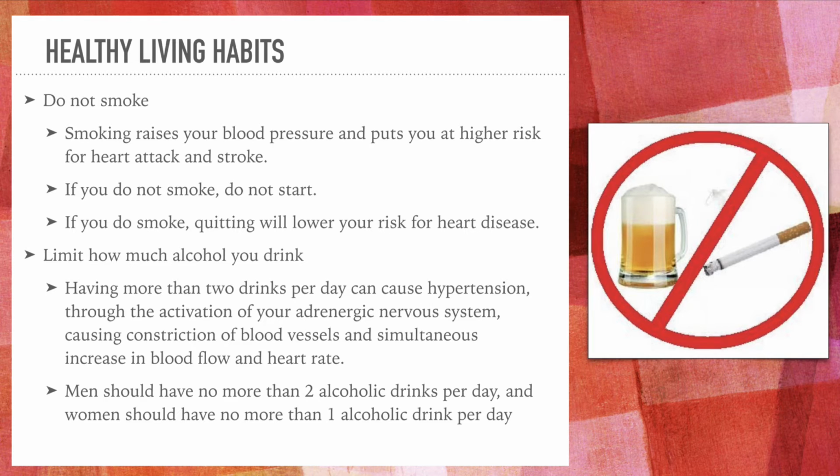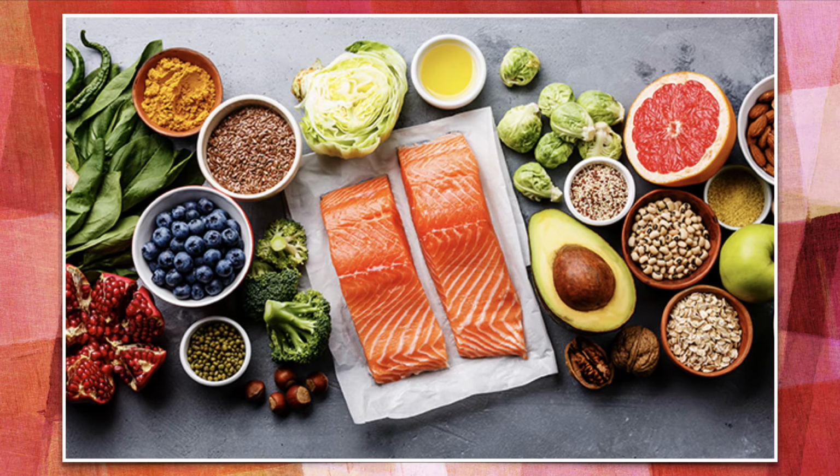Do not smoke. Smoking raises your blood pressure and puts you at a higher risk for heart attack and stroke. Limit how much alcohol you drink. Men should have no more than 2 alcoholic drinks per day, and women should have no more than 1 alcoholic drink per day. Having a healthy diet is key to preventing high blood pressure.